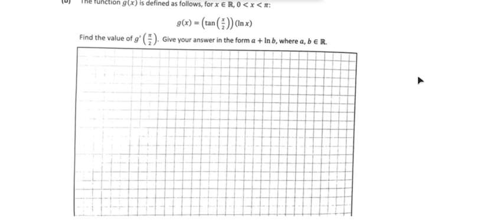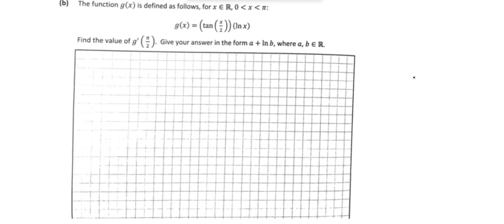Right, next one, and this is just product rule really, and then you have to put in the pi over 2 at the end in for x. It's a little bit complicated. So product rule anyway. We'll call this u and we'll call this v. So u dv dx plus v du dx.